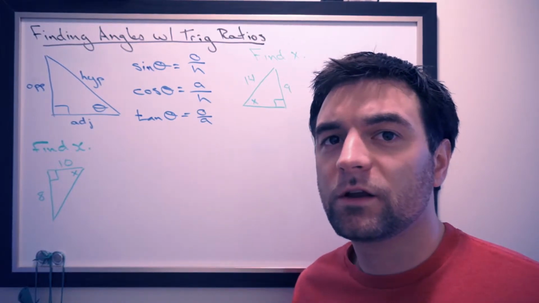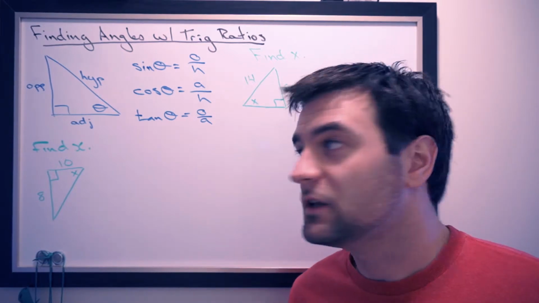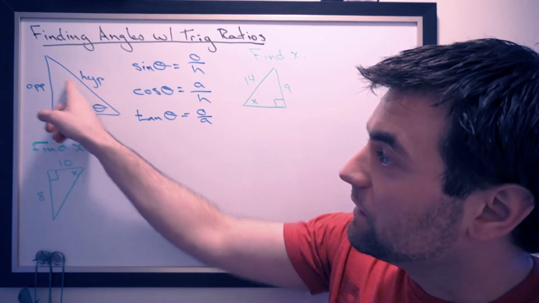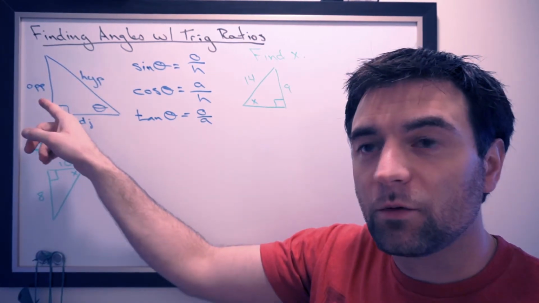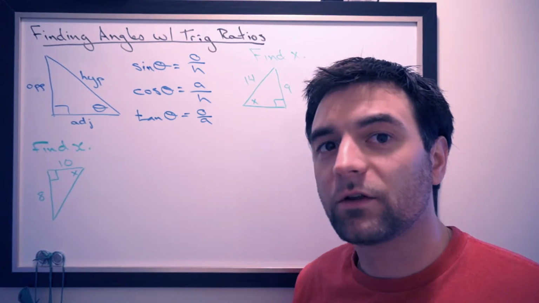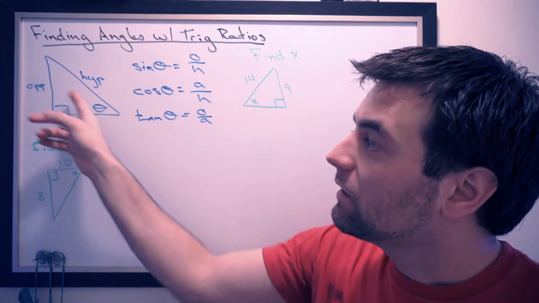So here we are looking at finding angles with trigonometric ratios. We went over this in class one time, but we're just going to quickly go over it again. The right triangle is what we'll always be working with. There's always going to be an angle involved. Pythagorean theorem doesn't have any angles involved. This one does have angles involved.